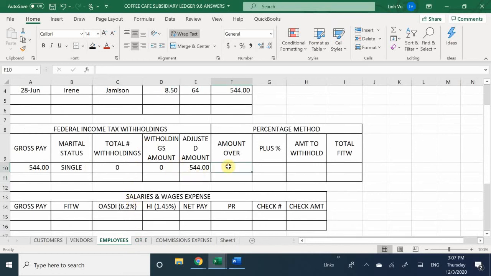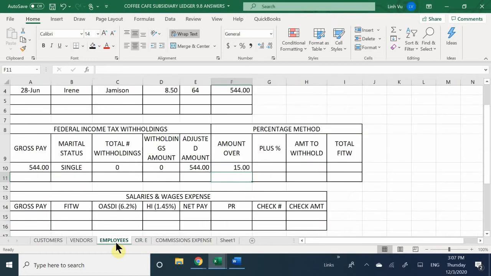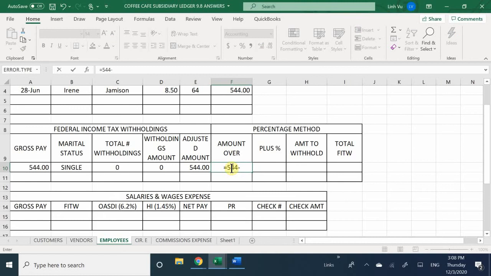First off is going to be the amount over. So here is the 544 and she gets to keep $529. So how much over does she have? Oh, 526, my bad. Let's do that again. Under the employees, for the amount over, she gets to keep $526 from the government. So how much in excess does she have?